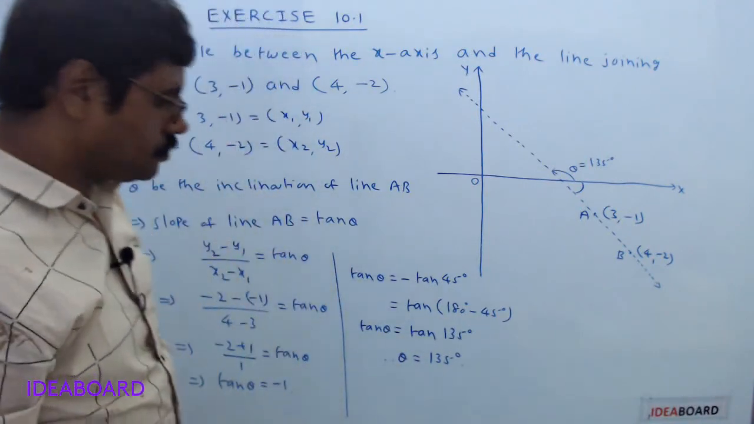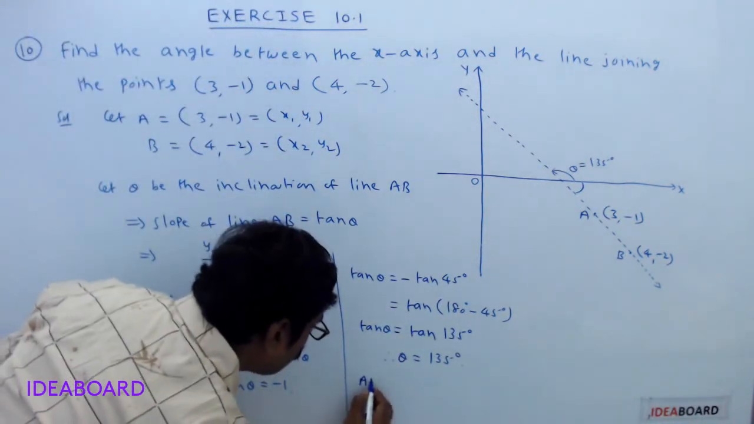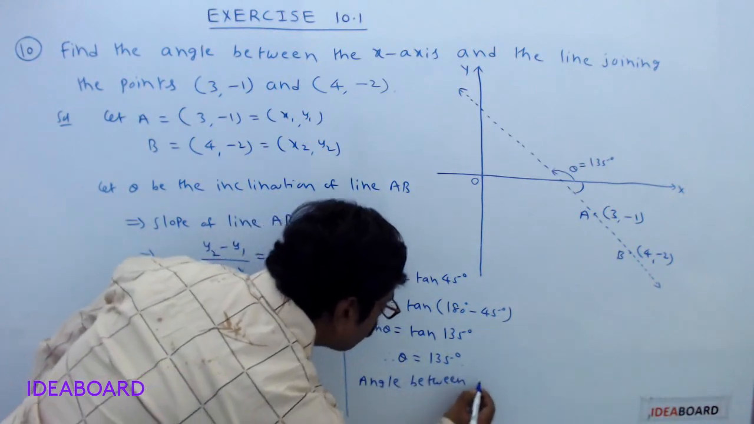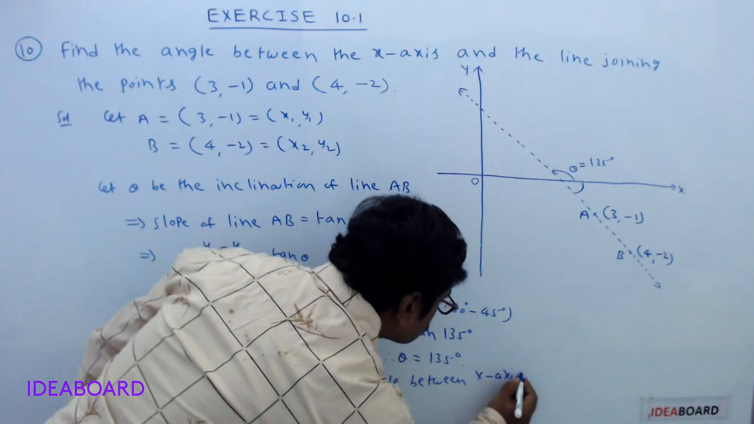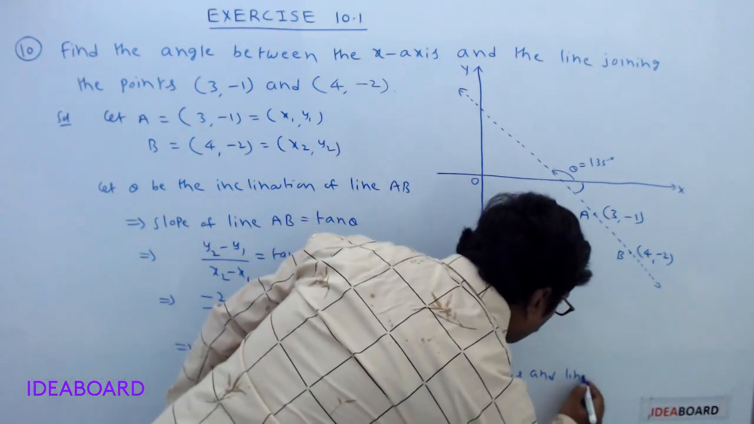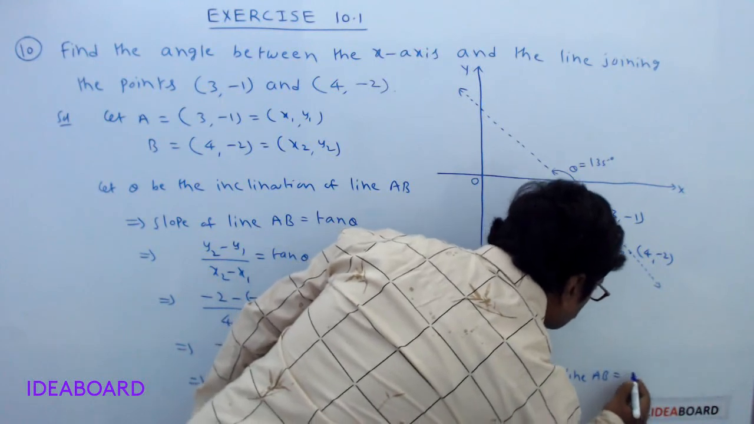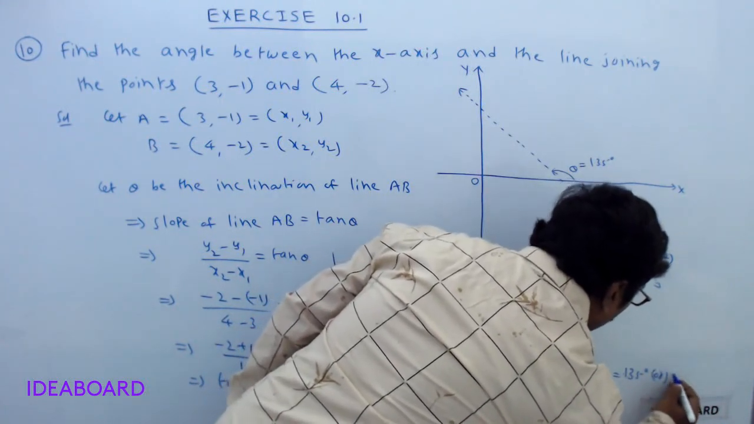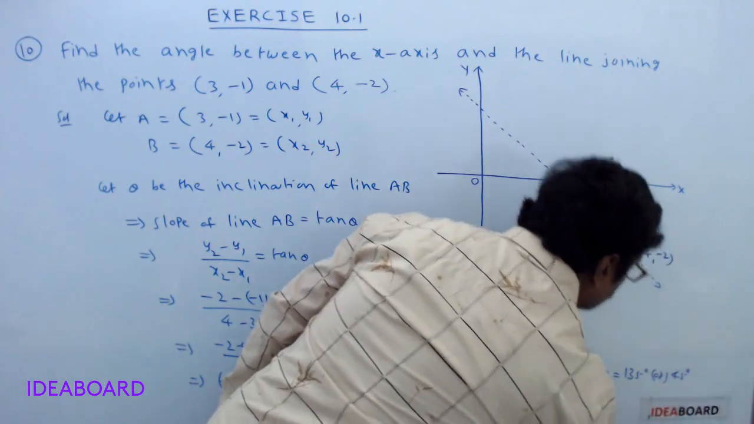Write down the conclusion. So, therefore, angle between x-axis and line AB equals 135 degrees or 45 degrees. That's it.